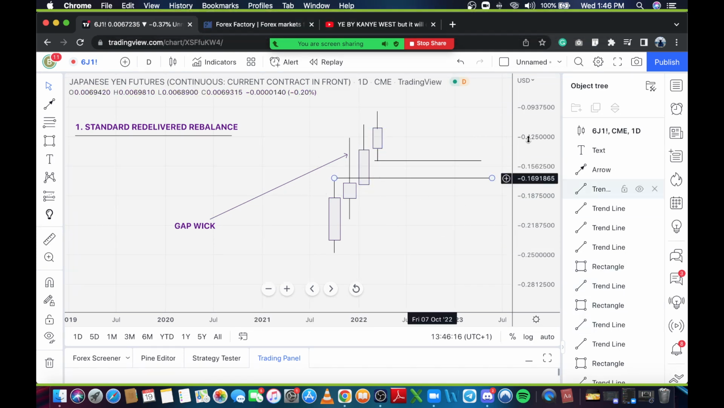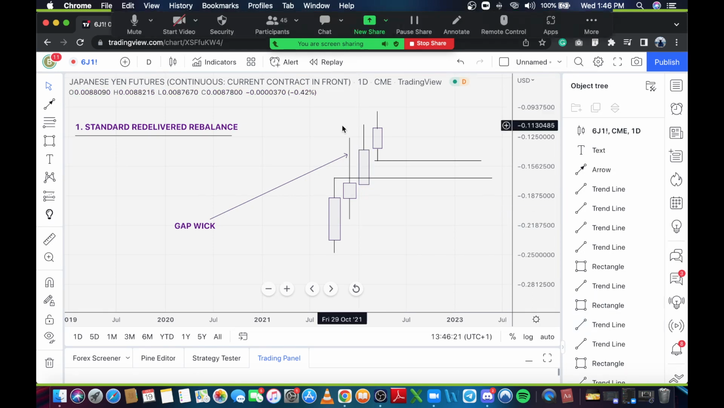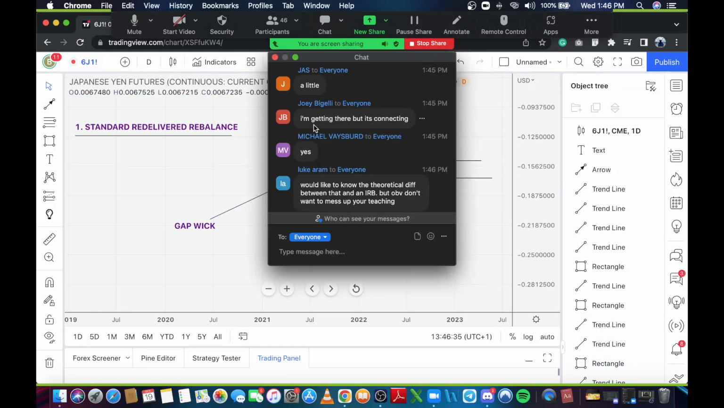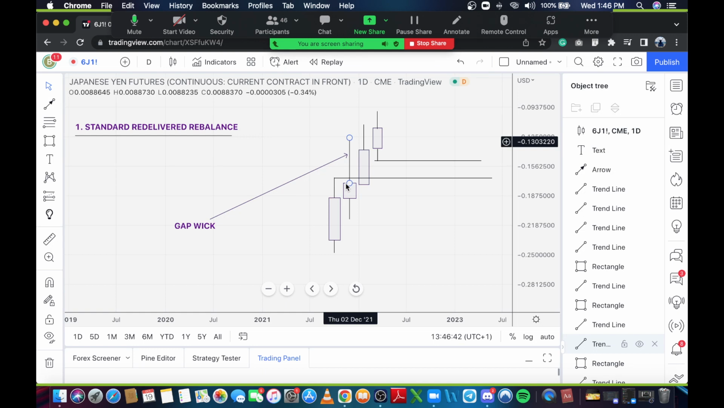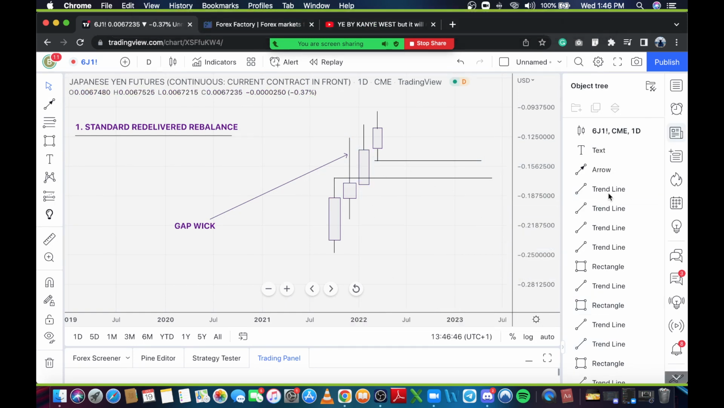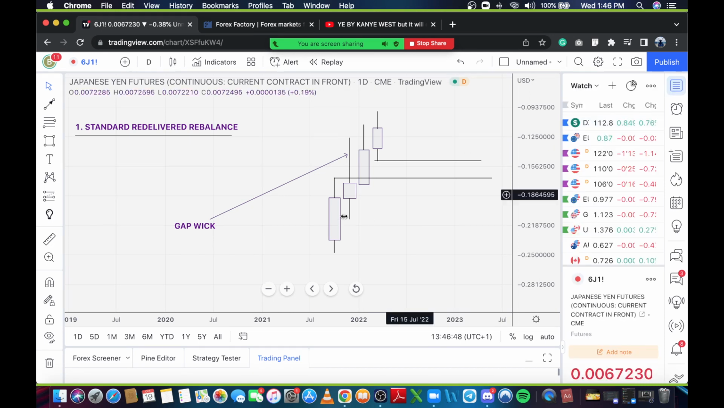All right, so that is the first one. So this is the standard redelivered balance. Now remember, for you to identify your redelivered balance, there has to be the presence of what I call the gap wick, which acts like an actual market gap. Like it's gapping into liquidity. When I'm done with the teaching, I will talk on the immediate rebalances. Immediate rebalances, they're the easiest. Now that is for standard redelivered balance.